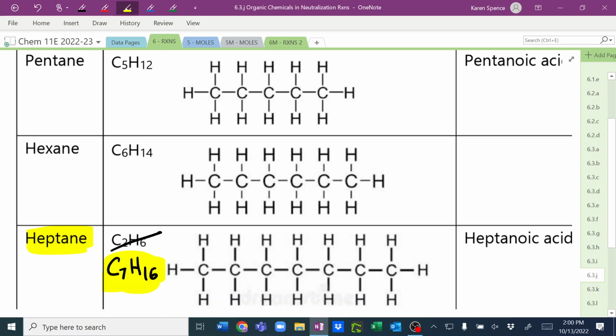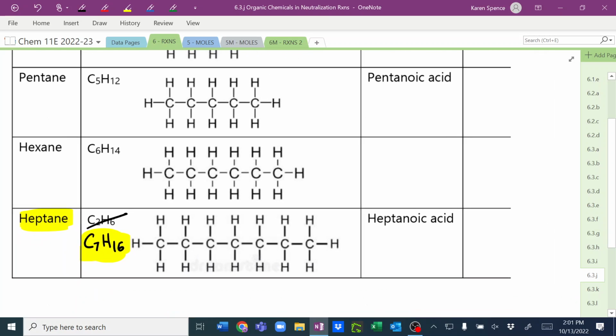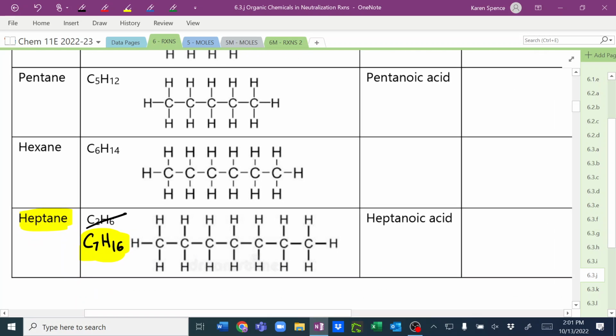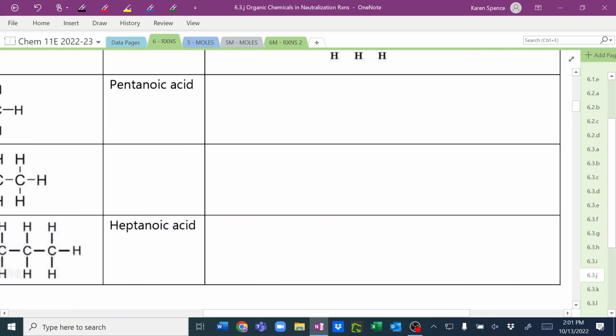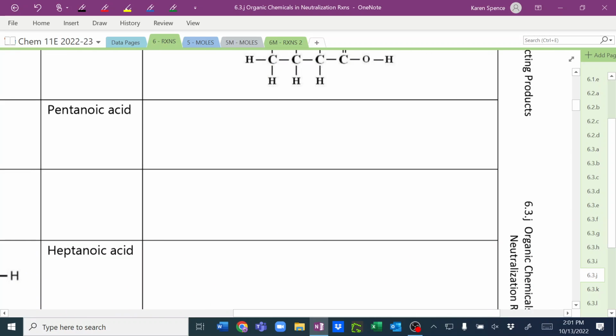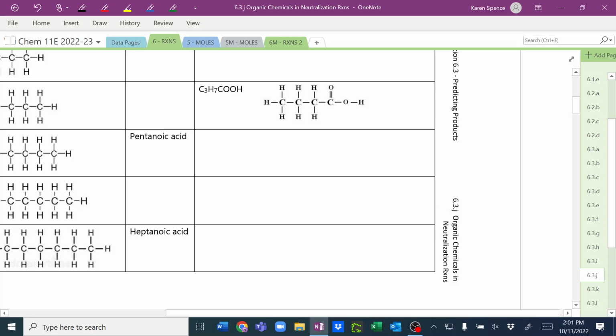How are we doing? Are we almost done? Maybe. Structure drawing takes a long time. You're right, it does.